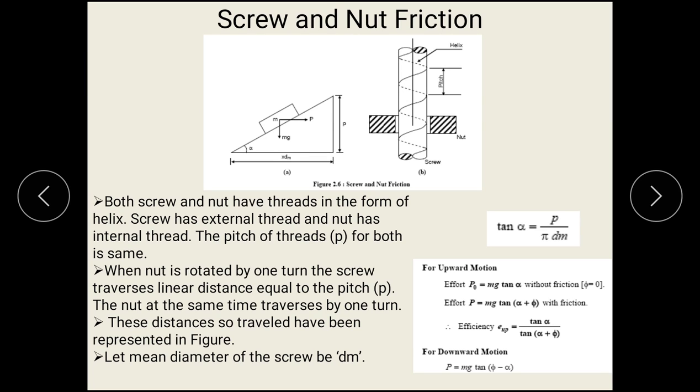Good morning. In this video we are going to discuss screw and nut friction. In this figure, a screw and nut are shown. The screw has a continuous helical groove on the external surface, and the nut has a continuous helical groove on the internal surface.